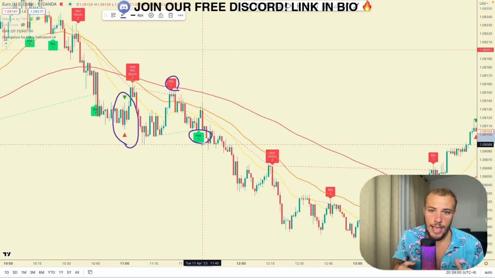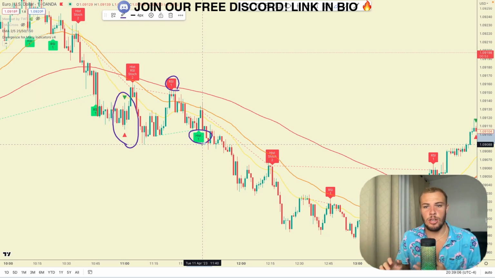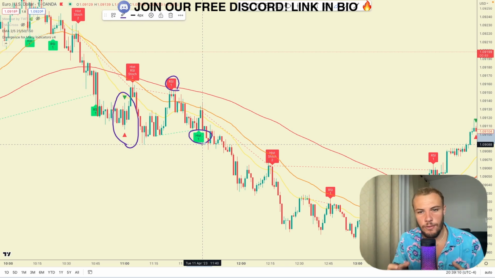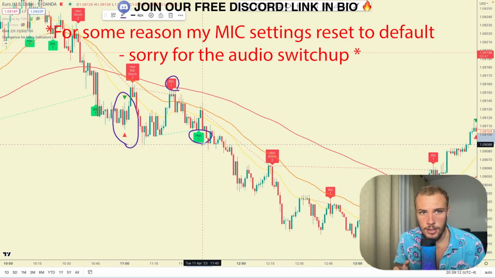Now, if we are in a downtrend, we don't want to look at any of the green icons. And if we are in an uptrend, we don't want to look at any of the red icons. So we're only looking for divergences that go with the trend.